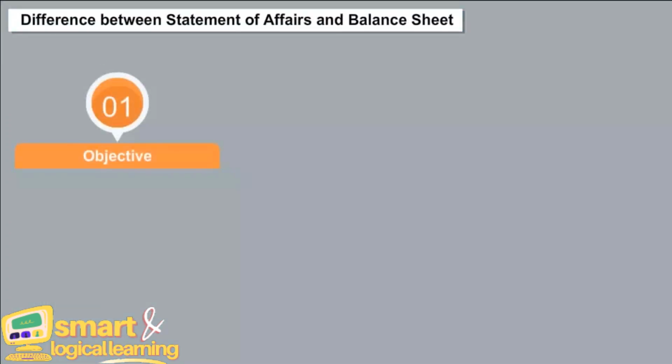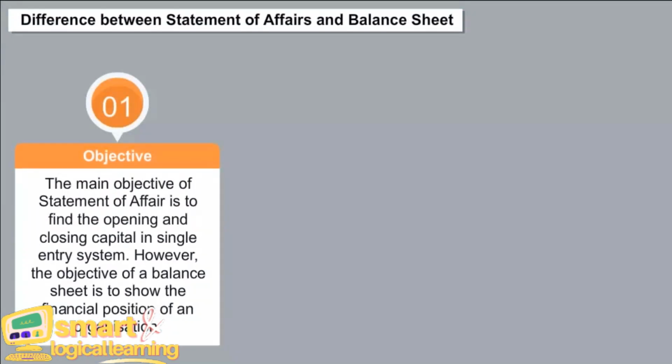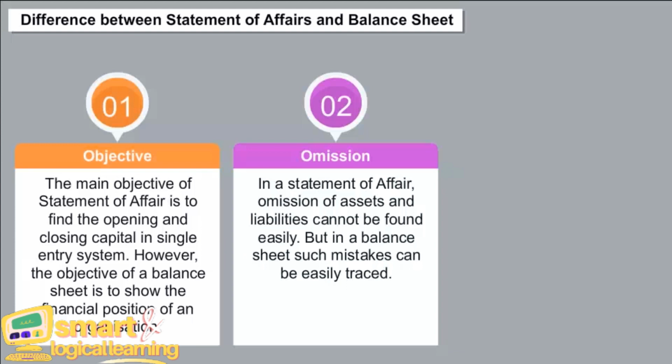Difference between statement of affairs and balance sheet. 1. Objective. The main objective of statement of affairs is to find the opening and closing capital in single entry system. However, the objective of a balance sheet is to show the financial position of an organization. 2. Omission. In a statement of affairs, omission of assets and liabilities cannot be found easily, but in a balance sheet, such mistakes can be easily traced.